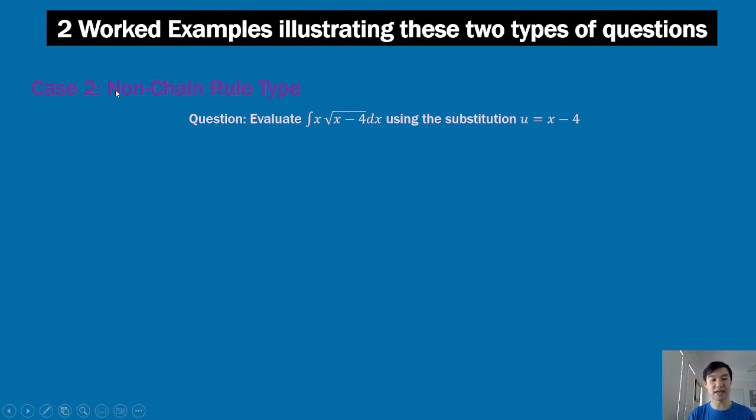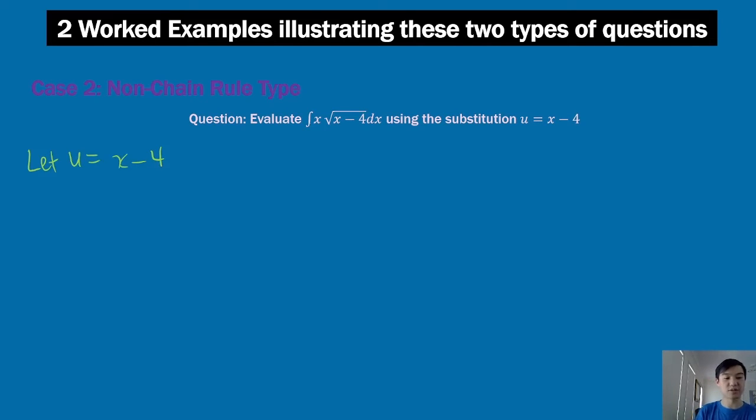So let's look at a second type now. This is a non-chain rule type question. So this one you can't use the reverse chain rule to just directly do. This one, the substitution is actually useful. So we're told to evaluate x times square root of x minus 4 with respect to x using the substitution u equals x minus 4. So just like before, in Extension 1, you're always given the substitution. So I'm going to let u equal x minus 4.